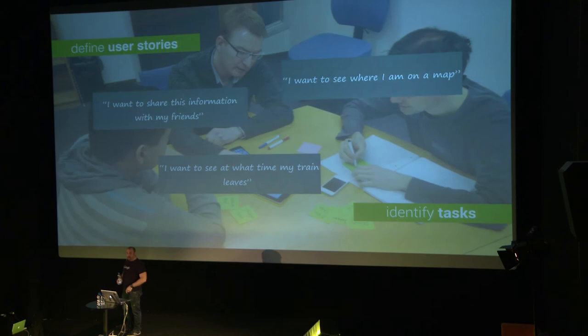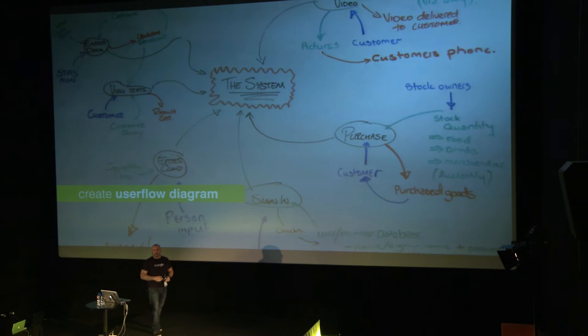So you have defined your user stories. Then you need to create some user flow diagrams. This gives you a good idea of the interaction between the different user stories. So again, it's a more visualized way of creating your prototype. And we're still not doing anything.